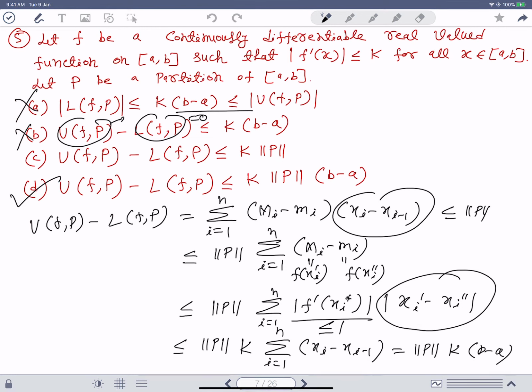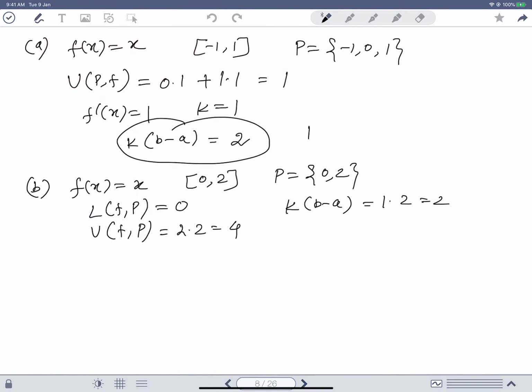And for C, now see, remember that here it is given k into norm P, right. Now, what is our trick? Now, we will make that norm P smaller, so that the right side will be smaller. Now, again we can take a similar example. So, f(x) equal to x, we deal with [0, 2], but this time we choose P equal to {0, 1, 2}. Just take an extra number as a partition, so that norm P will be smaller.